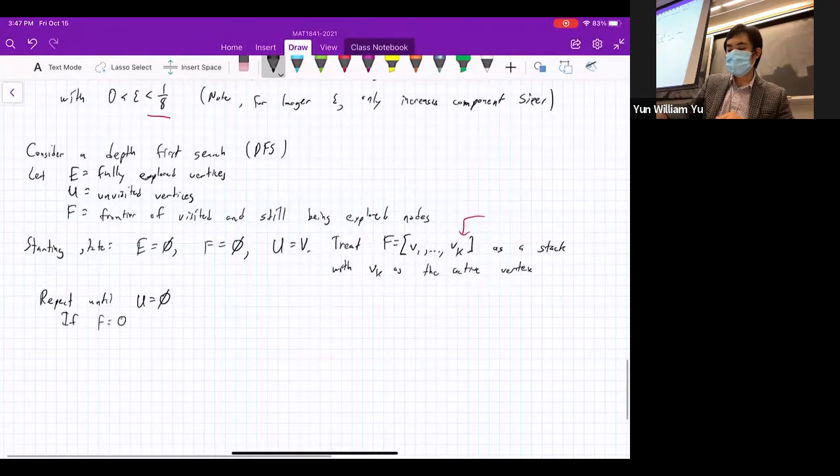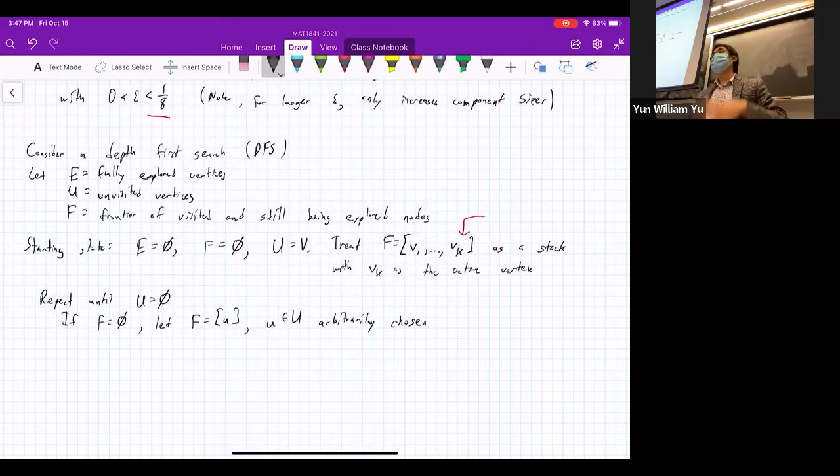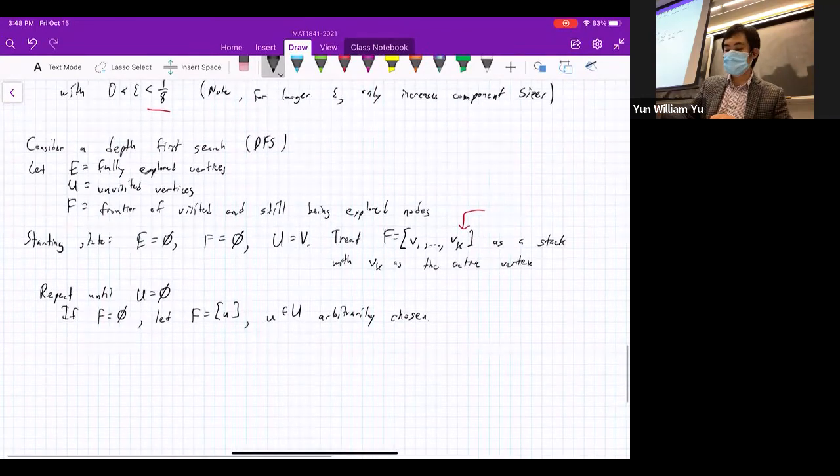If F is equal to the empty set, we're going to let F be equal to U, where U is chosen arbitrarily from our unvisited vertices. Note that in this case, we're not going to have this idea of red vertices. We're just going to arbitrarily pick some other unvisited vertex. So if there's nothing left to explore, we're just going to start over somewhere else. And this is the case where F is equal to the empty set.